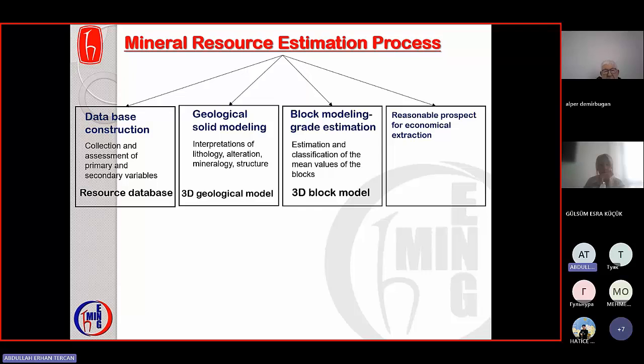The final stage of mineral resource estimation is determining reasonable prospect for economic extraction. After that, we produce a resource model.